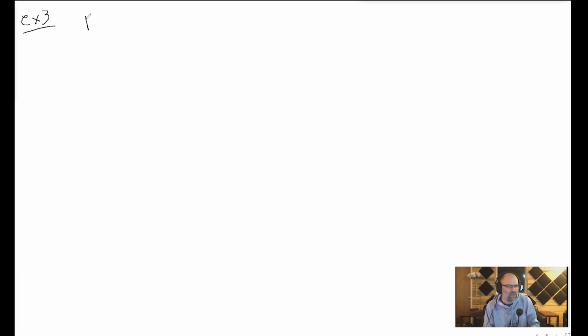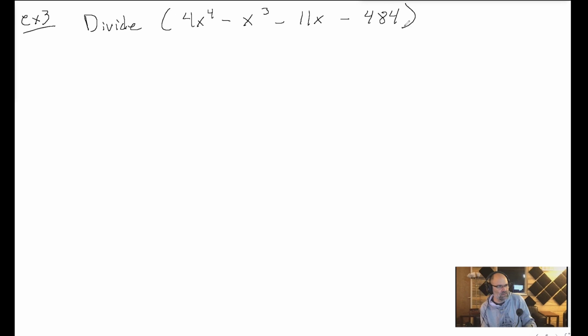Okay, so I'm going to write the problem so you see how it would start. We're going to divide 4x to the 4th minus x cubed minus 11x minus 484 by x squared plus 11. Okay, so I'm going to rewrite it.